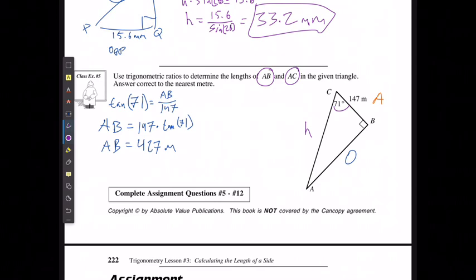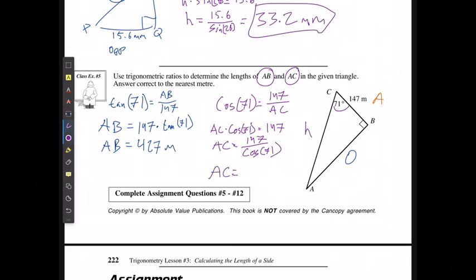For AC, AC is my hypotenuse, and I know my adjacent, which means that in this case, I'm going to use my cos ratio. Cos of 71 is equal to my adjacent divided by my hypotenuse of AC. AC times cos of 71 is equal to 147, or AC is going to equal 147 divided by cos of 71. And my hypotenuse is going to equal 452 meters.